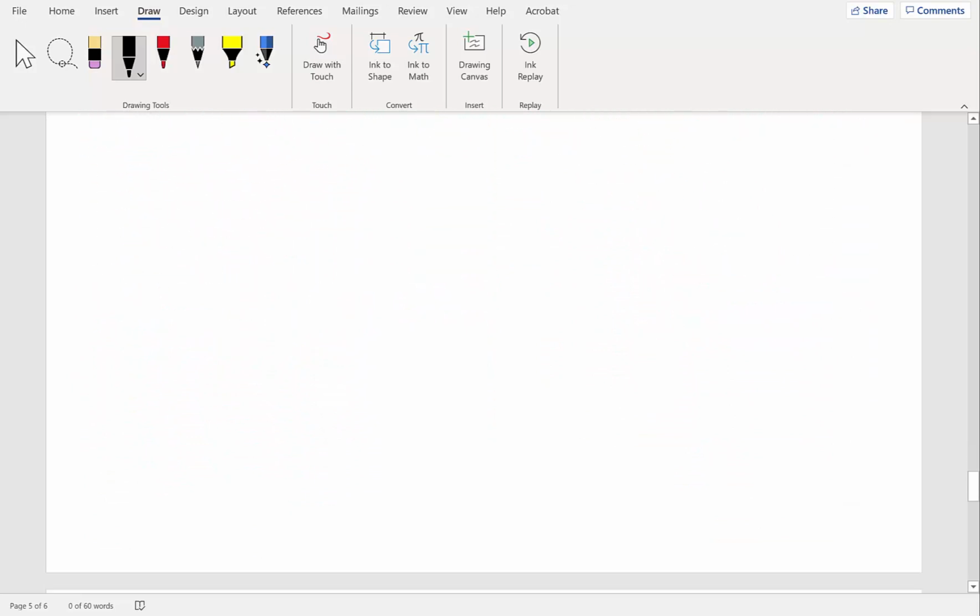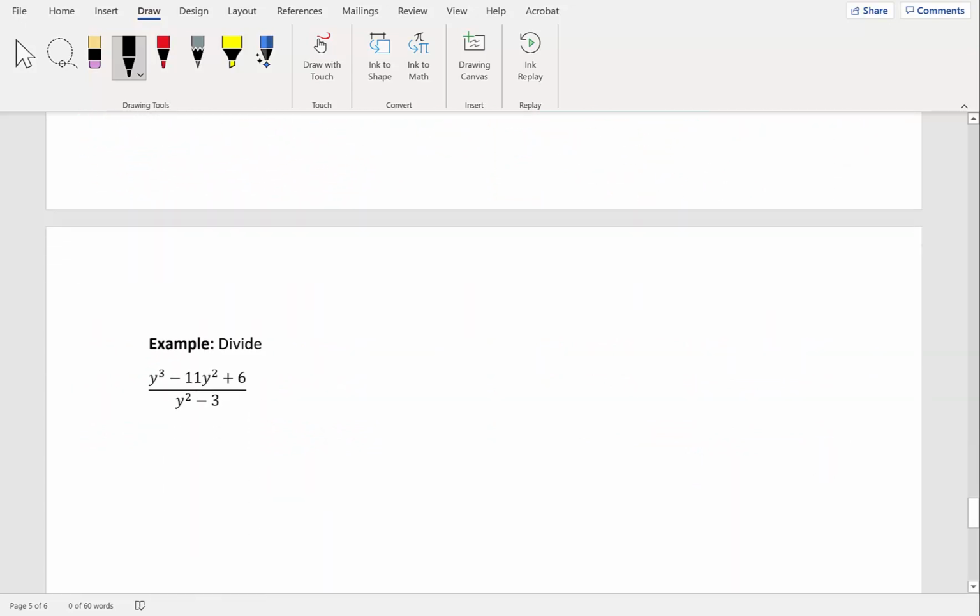Let's take a look at one last problem. So divide, we have y cubed minus 11y squared plus 6 divided by y squared minus 3. So remember, whatever you're dividing by goes on the outside. But notice we're missing a y term. You see how it goes from just y squared to just 3? There's no y to the first power. So let's put a placeholder there. Let's put plus 0y and then minus 3.